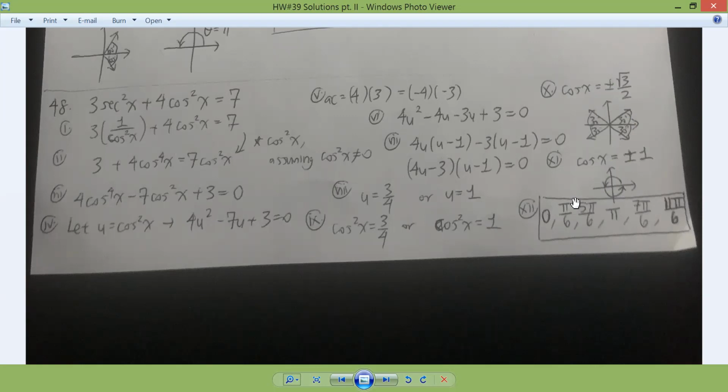Okay. But anyways, if you check these answers, I didn't show that work here because I ran out of space, but you're going to end up with these answers. So 0, 30 degrees, 150. So that's 0, 30, 150. Then 180. Then 210, which is 7 pi over 6. Then lastly, we have 330 degrees, which is 11 pi over 6.